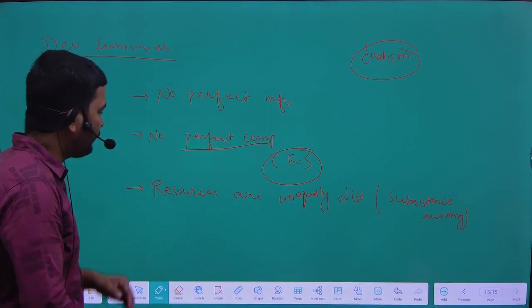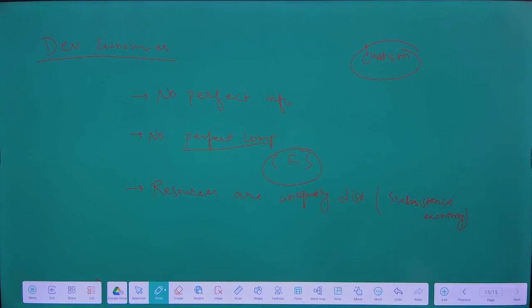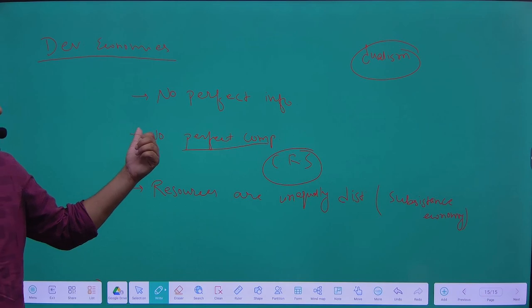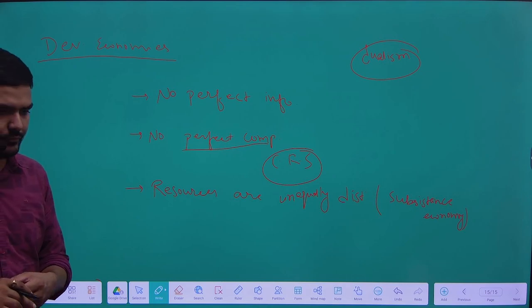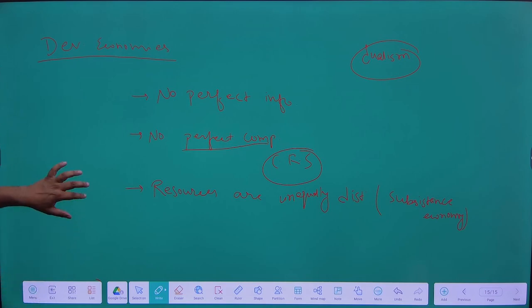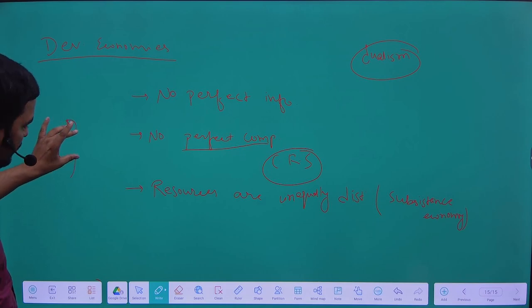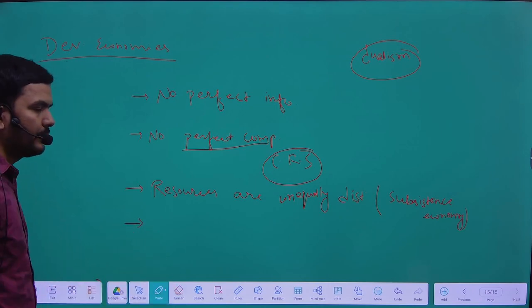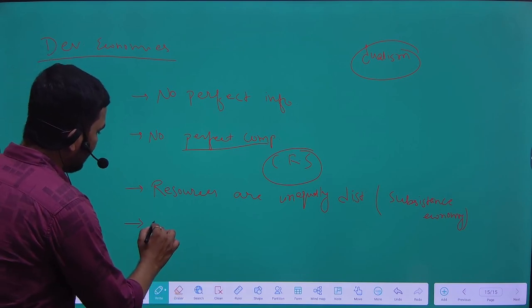So you write it down. No perfect information, no perfect competition. Right? No perfect information, no perfect competition. Resources are unequally distributed. The next point you write: structural changes are taking place.